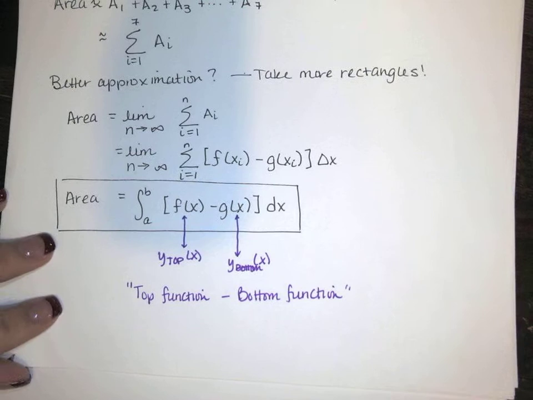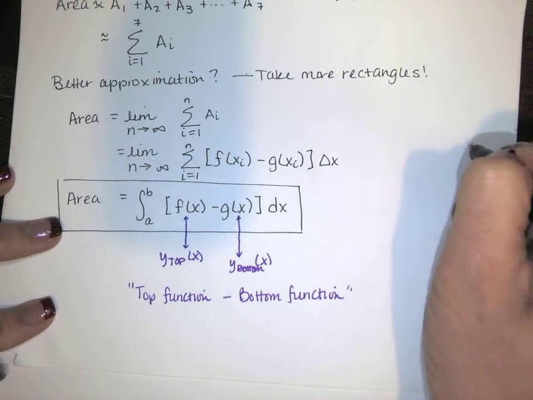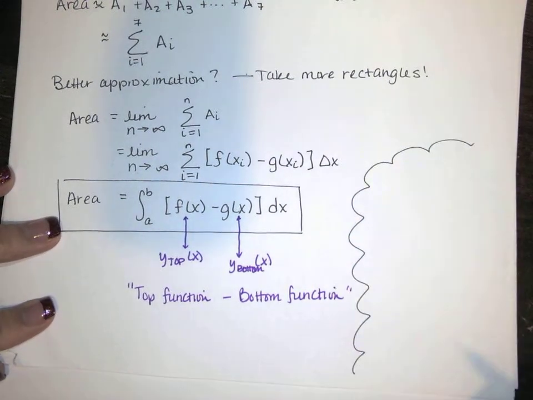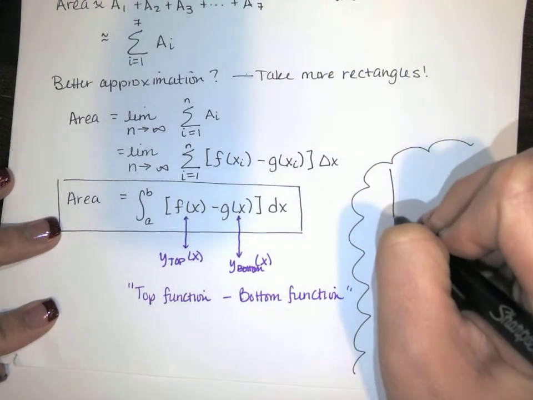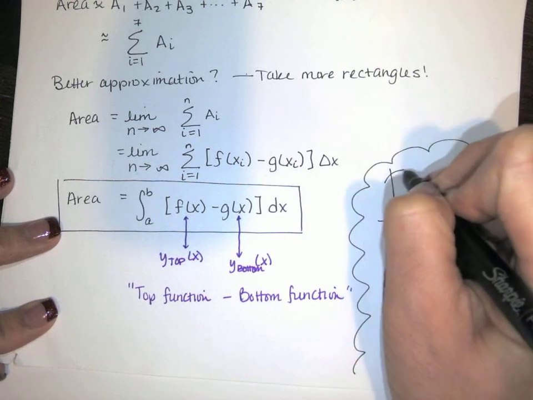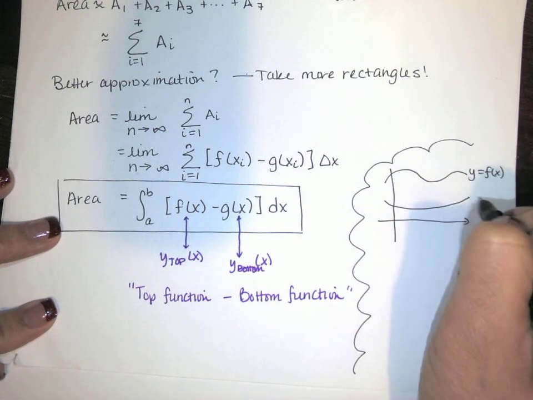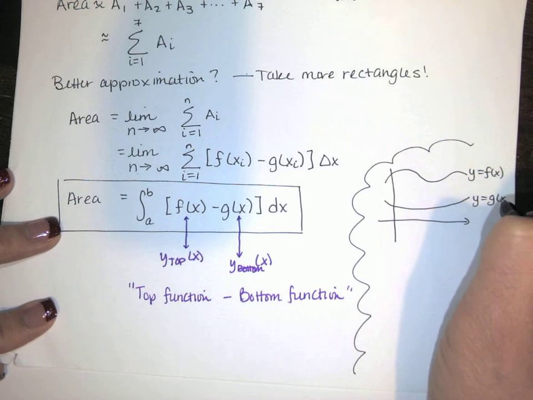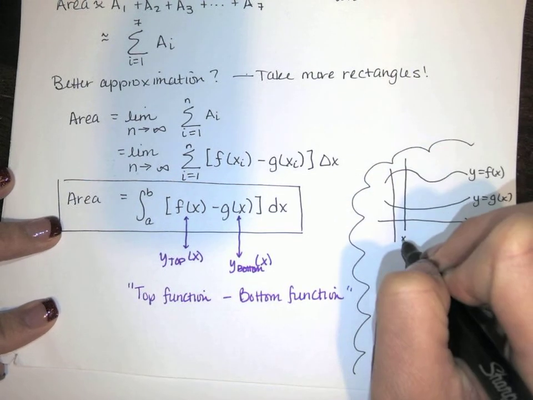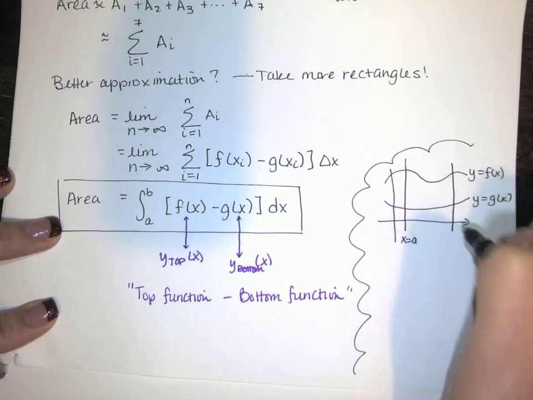Now, here's another way of looking at the same idea that does not require a Riemann sum. I just wanted to show you, just so that you'd see it at least once. This is y equals f of x, and this is y equals g of x. And I want the area between x equals a and x equals b.